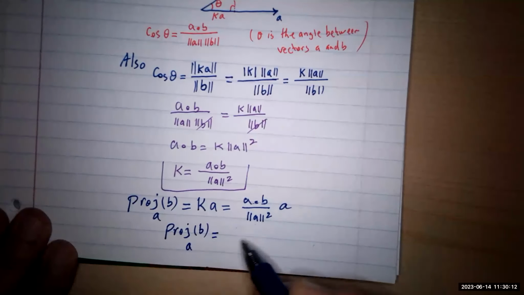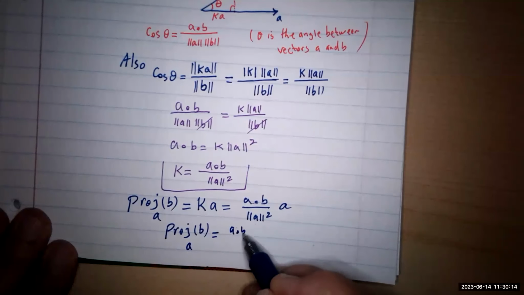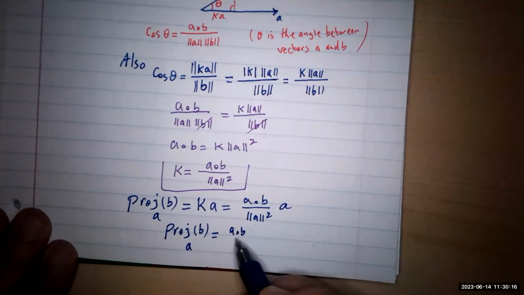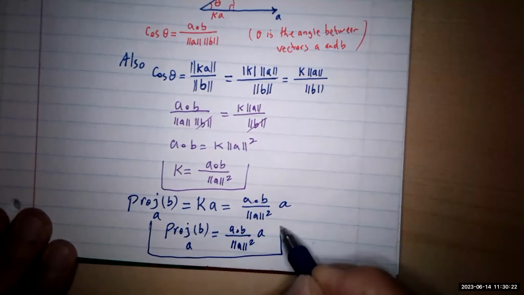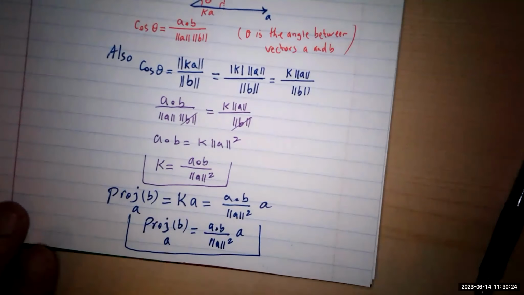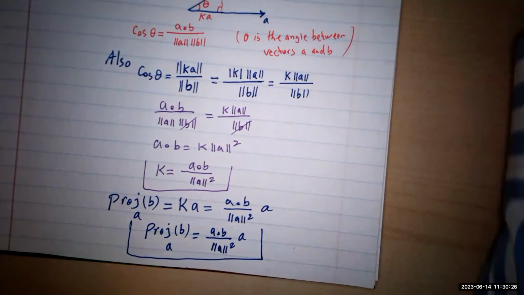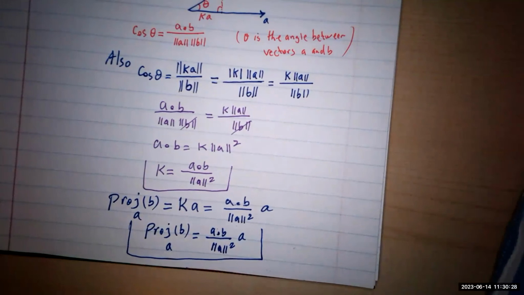Remember, it was a part of A, but this part of A dot B over norm of A squared, times A. You have to memorize this one, and there are a couple of places that we're going to use it, and we get some nice formulas from time to time.